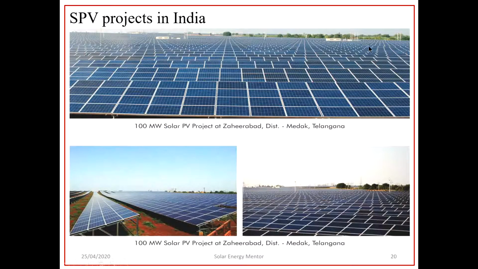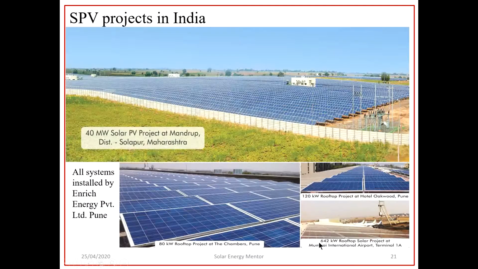These are snapshots of some photovoltaic power plant installations. This is in Telangana, a 100 megawatt solar photovoltaic project at Zahirabad district, Medak, Telangana. And this is another 100 megawatt solar photovoltaic project, again in Zahirabad district, at a different location in Telangana. This is a snapshot of a 40 megawatt solar photovoltaic project at Mandru district, Solapur in Maharashtra. This is a solar park.